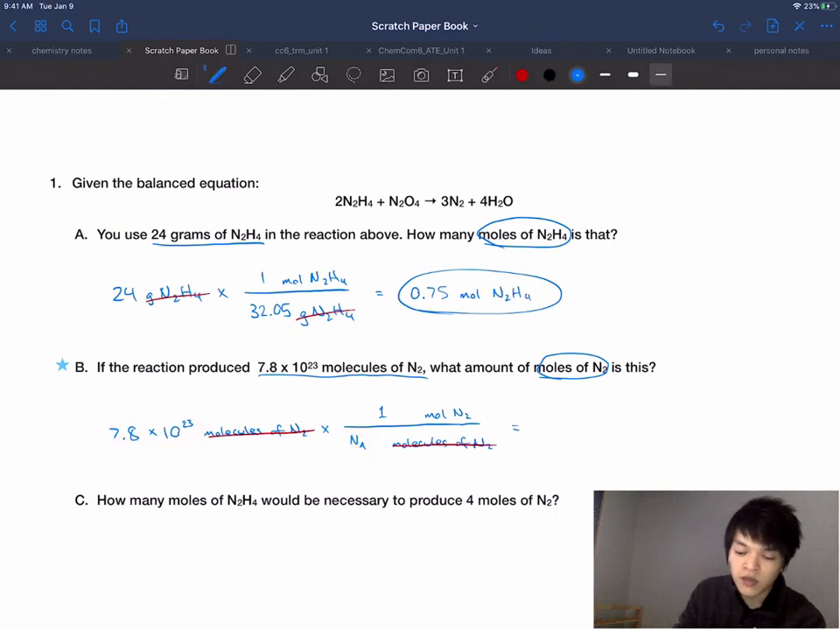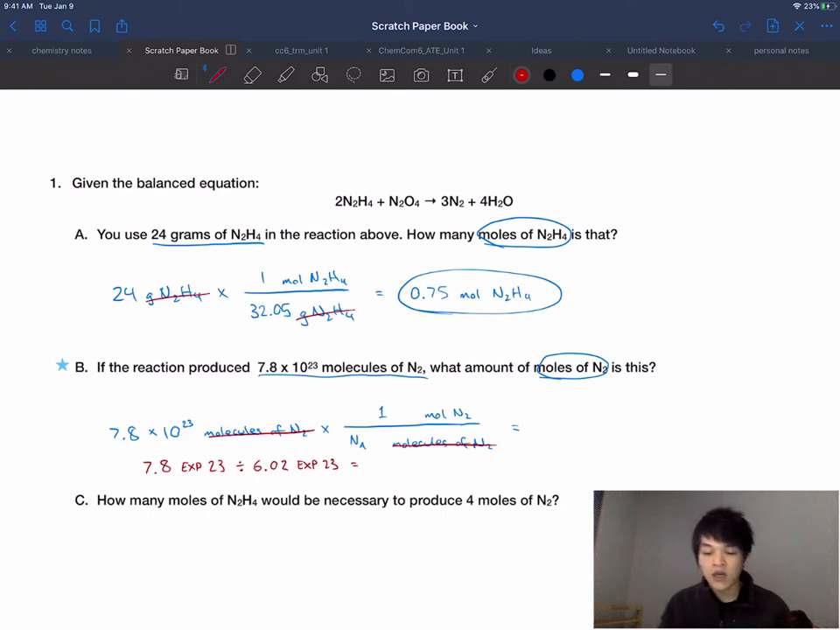I'll show you how to type this in your calculator, just in case you were wondering. This is what I would type in the calculator that we have in our classroom: 7.8 E 23, then the divide sign, and then Avogadro's number, 6.02 E 23, and then finally hit the equal sign. I'm going to go ahead and do this on my calculator. I encourage you to try this to see if you can type it correctly.